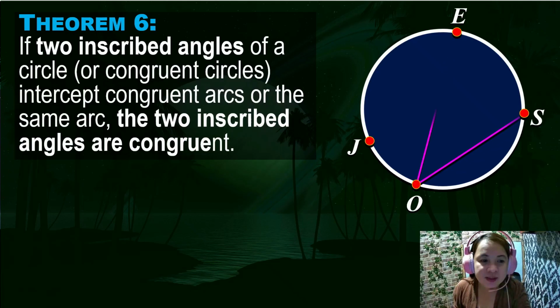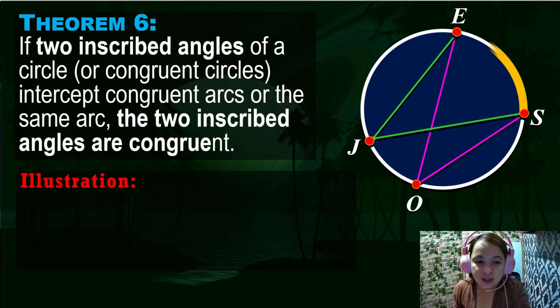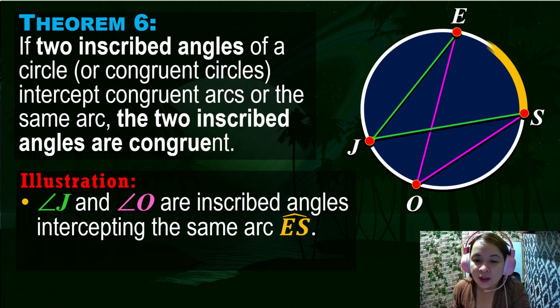Theorem number 6. If two inscribed angles of a circle or congruent circles intercept congruent arcs or the same arc, the two inscribed angles are congruent. Now, let us look at the illustration. We have here angle J and angle O are inscribed angles intercepting the same arc ES.